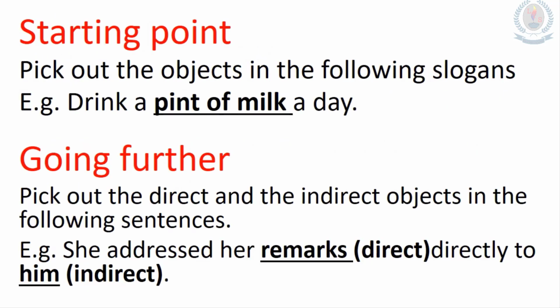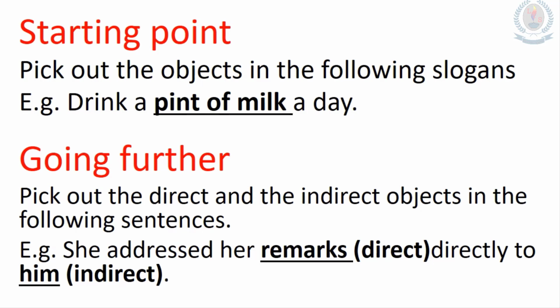Now let's go to the starting point, children. Pick out the objects in the following slogans. You have been given 4 slogans here. Drink a pint of milk a day. An apple a day keeps the doctor away. Buy one today. Your country needs you. Your country needs you has been taken from our comprehension lesson, the lesson about war. Here I'll take the first one as my example.